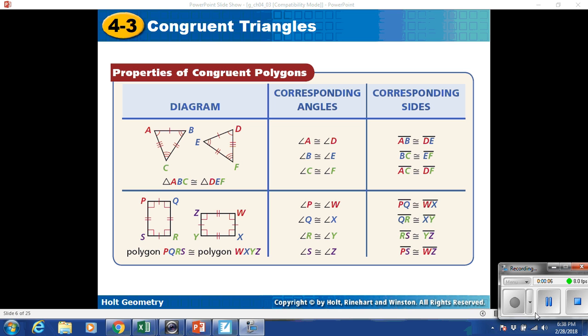And today we're talking about congruent triangles and trying to find the corresponding and congruent parts to the triangle.